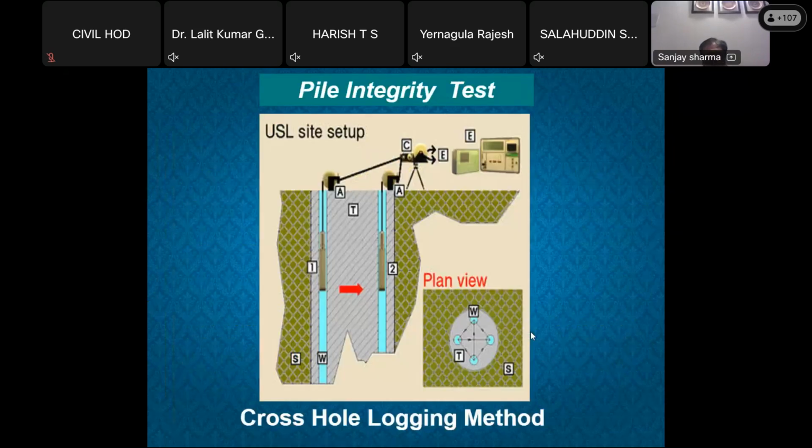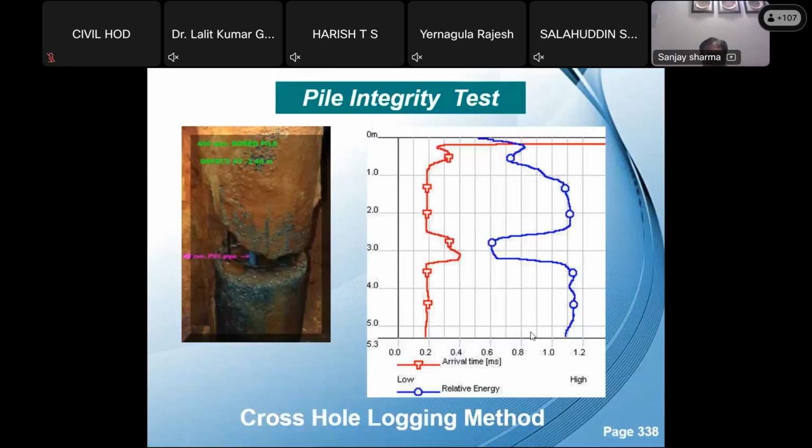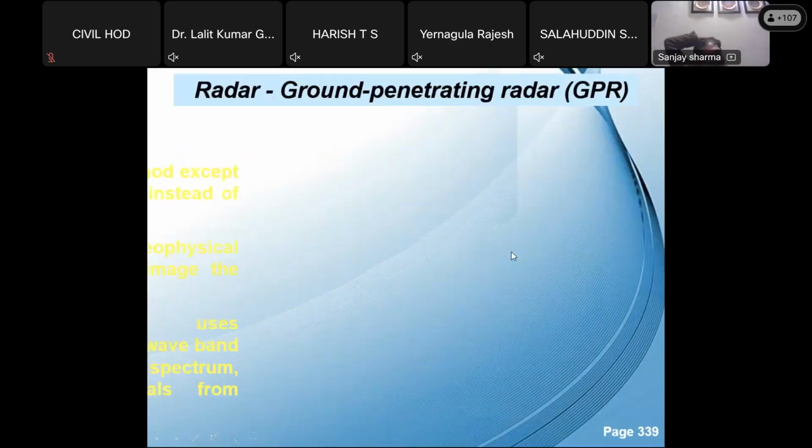This is again cross-hole logging, a pile integrity test. This basically gives you the scan also. These scans show at what depth the problem is, and it is much more accurate than the pile integrity test. The cross-hole logging method is better than the pile integrity test. The pile integrity test only gives you where something happened, but cross-hole logging gives you how much, and gives you better data.